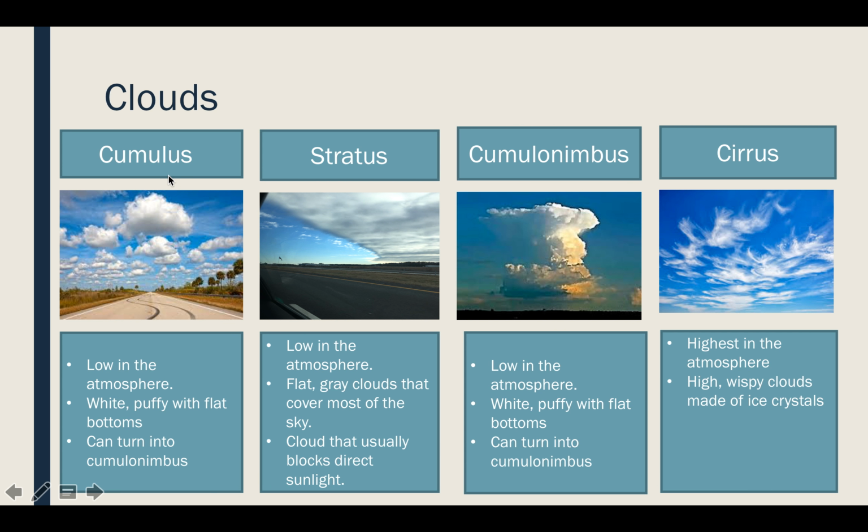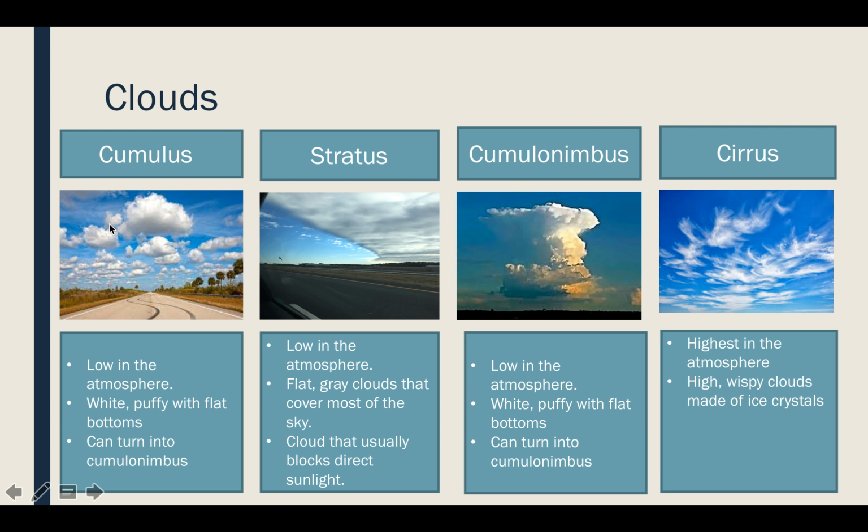Okay, we're going to talk about clouds, which I think is really fun, and 4 different types of cloud in particular: cumulus, stratus, cumulonimbus, and cirrus. So cumulus are the really pretty, puffy, sometimes called cotton ball clouds. They're low in the atmosphere, the troposphere. Remember, the troposphere is the lowest layer of the atmosphere where most weather occurs. They are white and puffy with flat bottoms, and they can eventually turn into cumulonimbus.